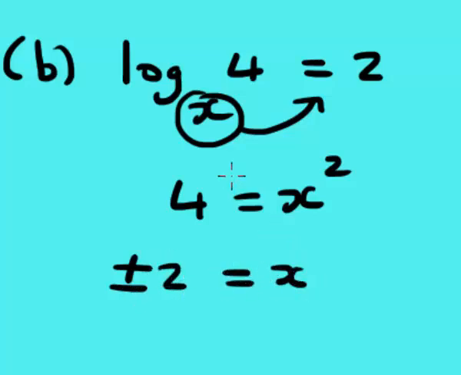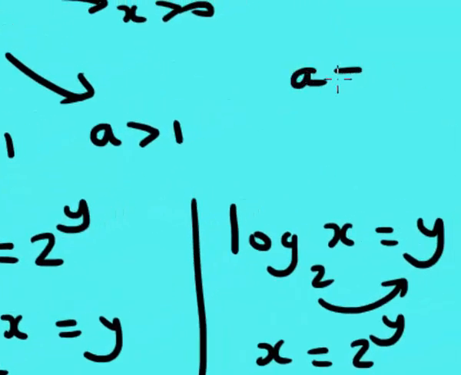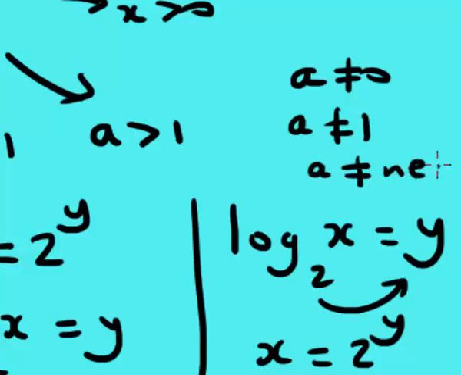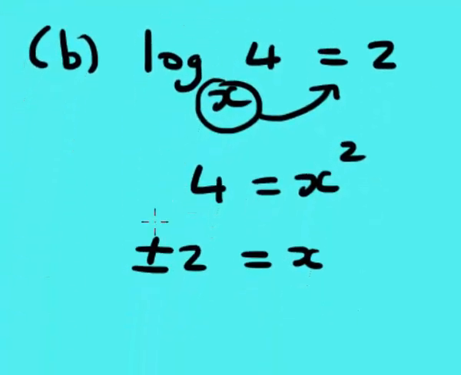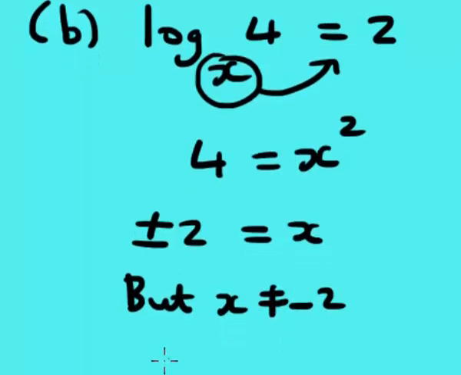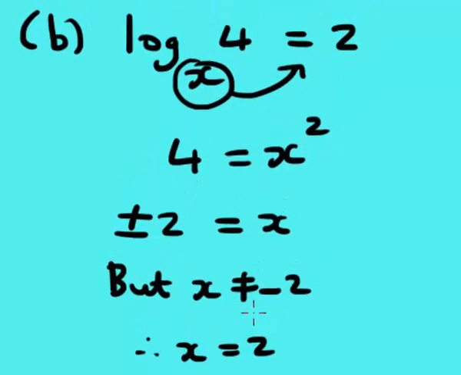But now hang on. This is the base, and the base may not be negative. In other words, a cannot be 0, and a cannot be 1, and a cannot be negative. If that base there is negative, there's no solution to it. So we say, but x can't be negative 2. Therefore your x value would be 2. So be very careful with that.